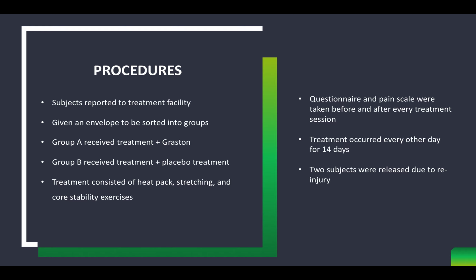So the treatment consisted of heat pack, stretching, and core stability exercises. For the stretching, we did cat camels, child's pose, and double knee to chest. For exercises, we did bird dogs, glute bridges, and prone Superman holds. Before and after every treatment, the low back pain scale and the numeric pain rating scale were both used so that we could track recovery that way.